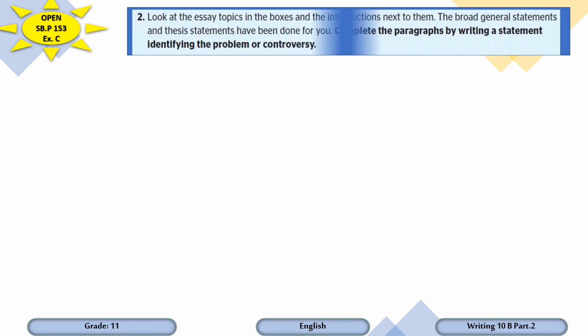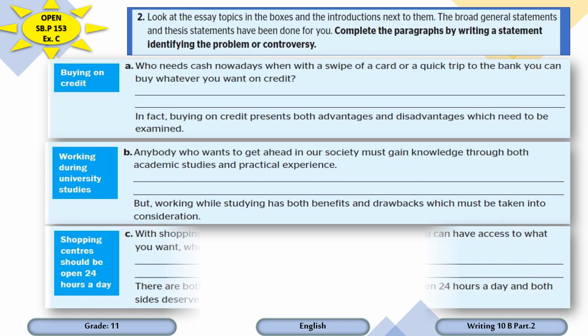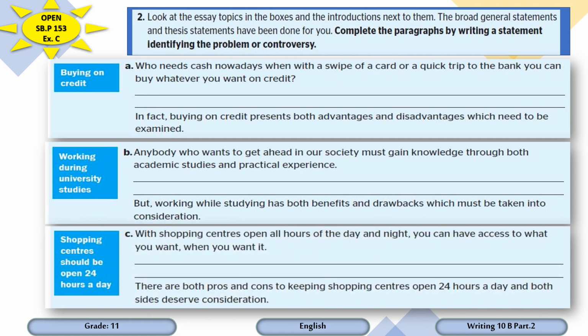Dear students, we are still on page 153, exercise C. In this part of the exercise, what you simply need to do is to complete the paragraphs by writing a statement identifying the problem or controversy. Dear students, please take your time, pause the video for some time, write your statement identifying the problem or controversy. After that, play the video again in order to check your answers in the coming slides. Let's go.